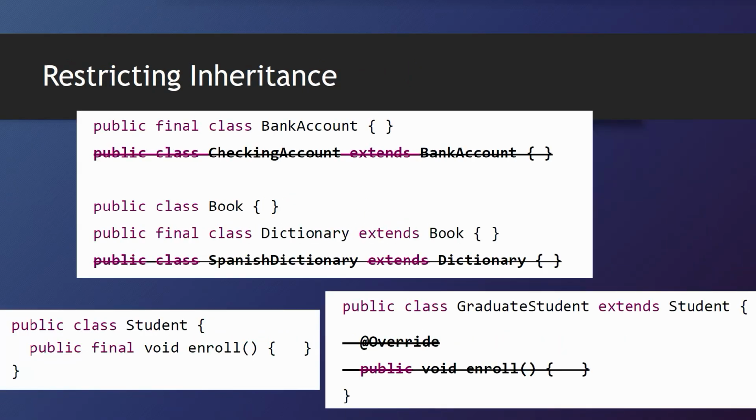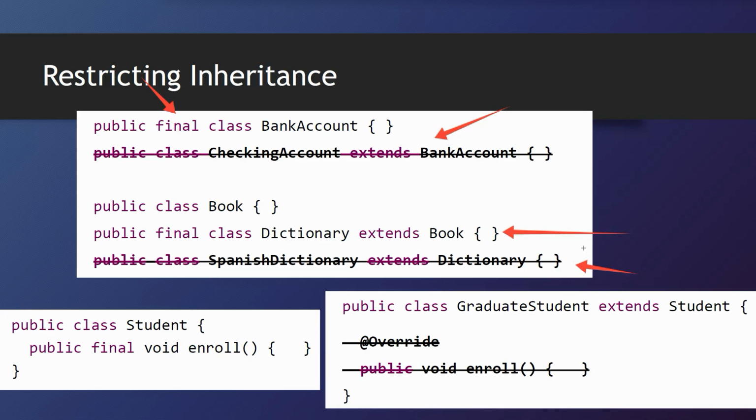One final note about inheritance. You can restrict inheritance with the final keyword. If you declare a class as final, you cannot extend it, meaning you cannot create a child class from that class. If we were to modify the BankAccount class header to be final, we would not be allowed to declare a CheckingAccount class as a child class. If we were to modify the Dictionary class header to be final, we would not be able to create a child class of Dictionary, such as SpanishDictionary.